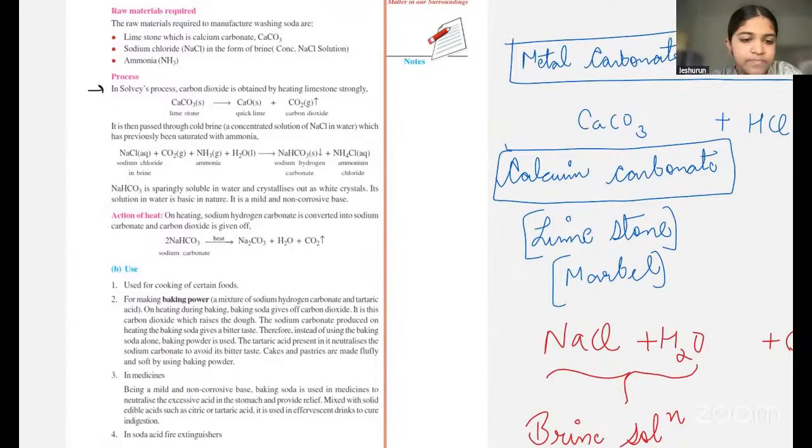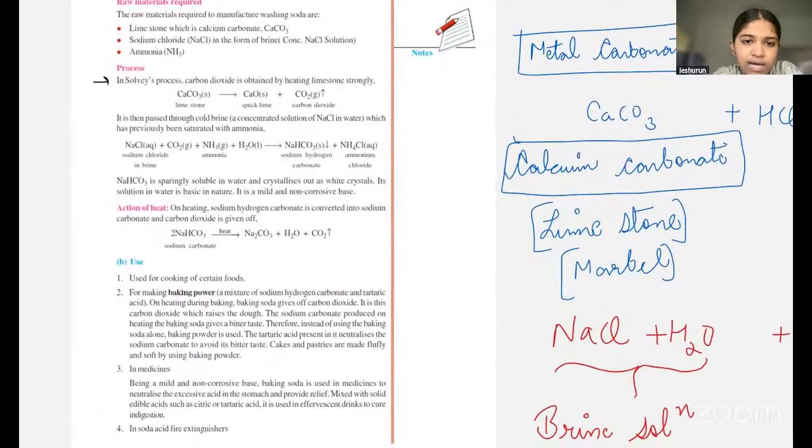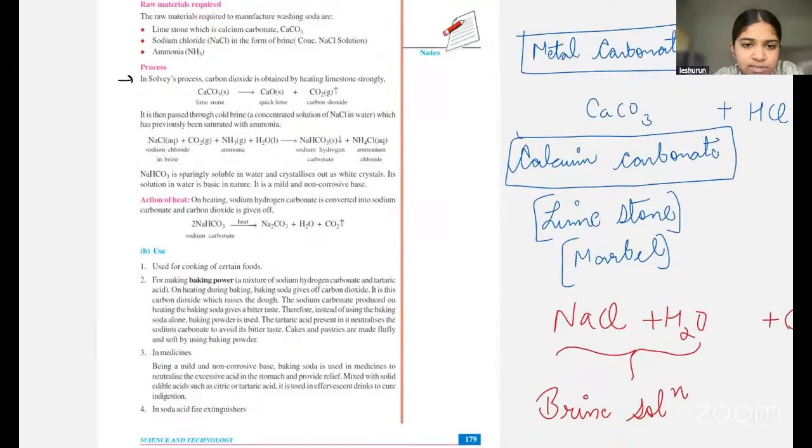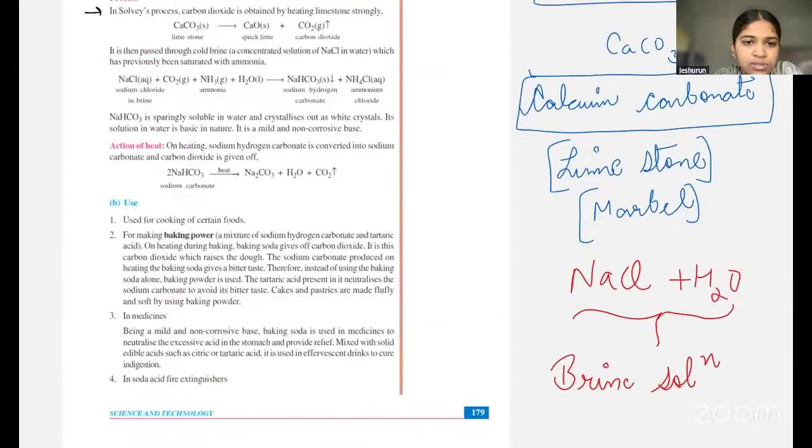It is then passed through cold brine, a concentrated solution of NaCl and water, which has previously been saturated with ammonia. NaHCO3 is sparingly soluble in water and crystallizes out as white crystals. Its solution in water is basic in nature. It is a mild and non-corrosive base. Action of heat. On heating, sodium hydrogen carbonate is converted into sodium carbonate, and carbon dioxide is given off.